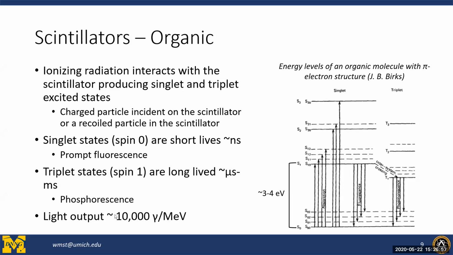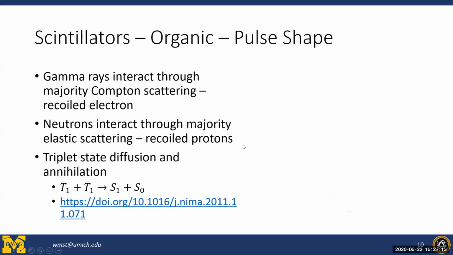And to give you an idea of how many photons we are talking about, generally the light output for organic scintillators is around 10,000 photons per MeV of energy deposition. Now I mentioned that there's another method we can get light from the triplet states. And that has to do with later on in the pulses. So gamma rays interact through a majority of Compton scattering where you'll get a recoiled electron. Recoiled electrons tend to have a significant range, on the order of up to millimeters, depending on their energy, of course, through your medium. Neutrons interact through mostly elastic scattering, and you can get both hydrogen recoils, which is effectively a proton recoil, and then carbon recoils.